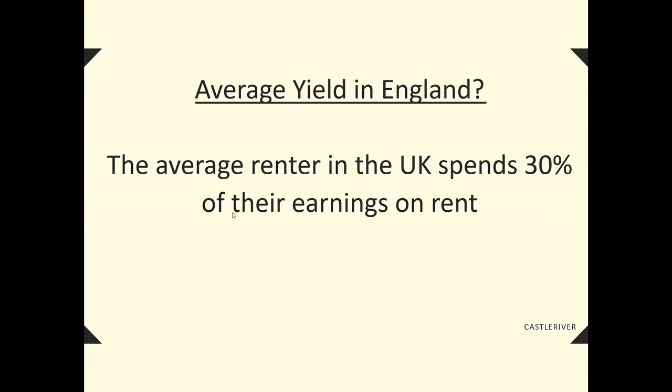So the question that I was actually asked was, if you go and look for higher price point properties, essentially, how does that affect the yield? And there's a couple of ways in which I look at that question. So first, I guess we have to figure out what is the average yield in England. What I can tell you is that the average renter in the UK spends about 30% of their earnings on rent. And that's an important thing to consider when I explain the next bit.